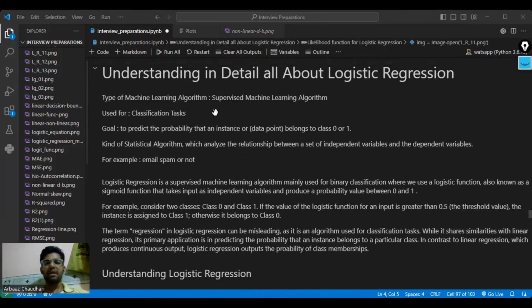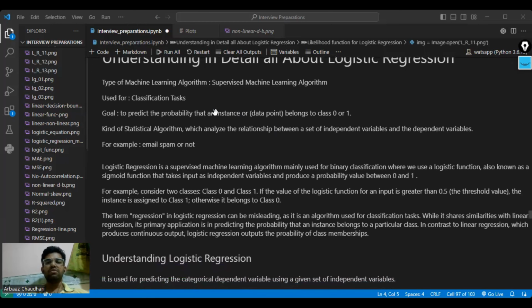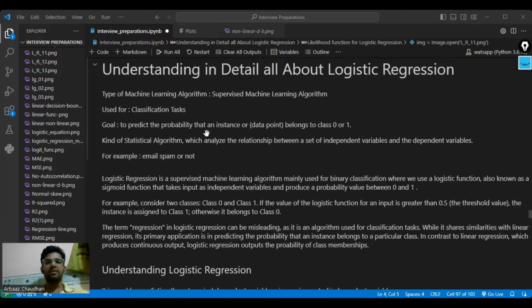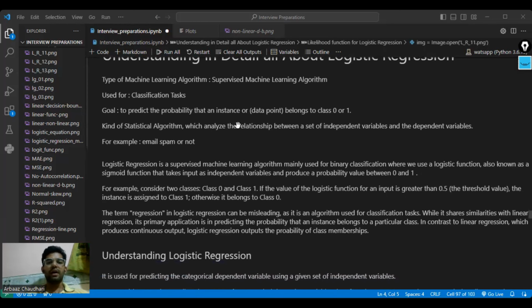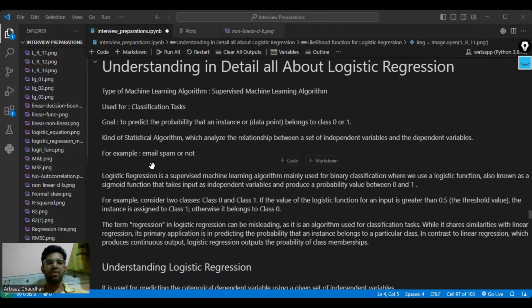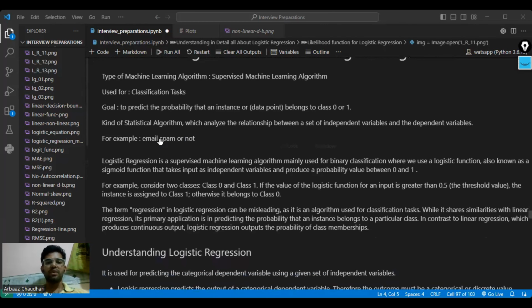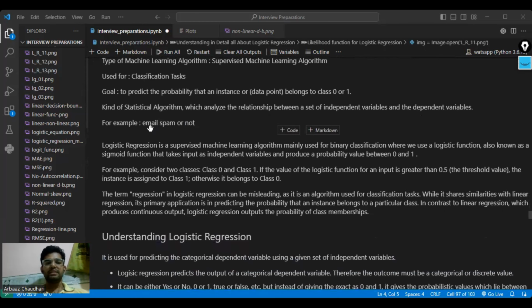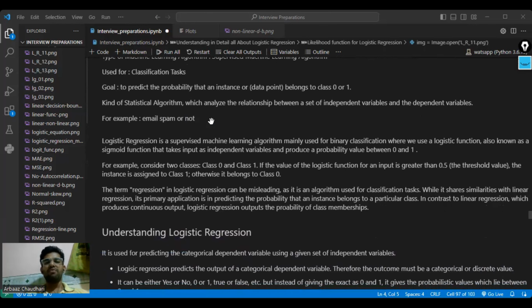If I can give an example, it would be whether an email is spam or not spam. Here also there are two classes, 0 and 1: the email is spam or not spam. This can be classified with the help of logistic regression. There are many examples, but I have written only this one here. You can take any classification problem where there are two classes to predict.